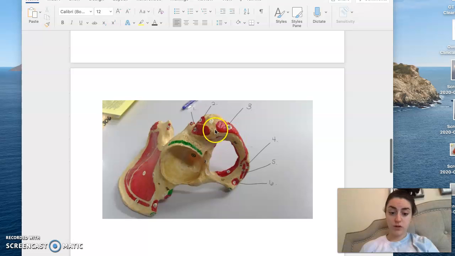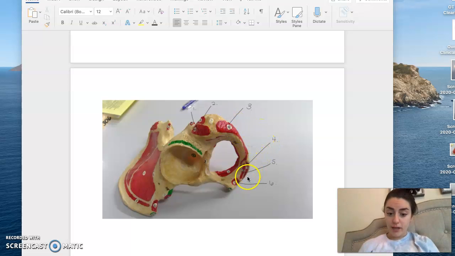Alright, on to this one. Number 1 right here, we've got the origin of the semimembranosus. Number 2 would be the origin of the semitendinosus and the biceps femoris long head. Number 3 would be the origin of the adductor magnus.